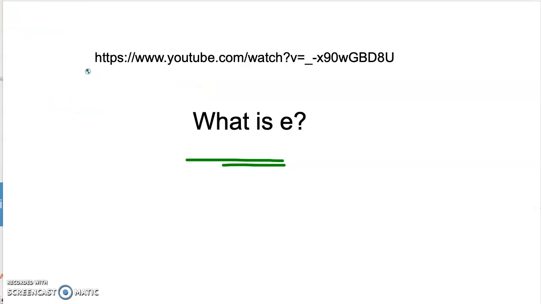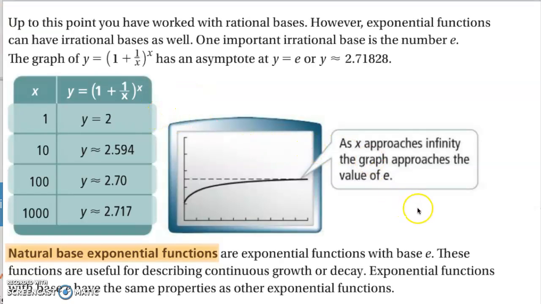Okay? So up to this point, we have been working on our exponential functions that have rational bases, but now we're going to look at an irrational base. The most important irrational base is the number e. Okay, so e, approximately 2.718. Now, where does that come from?